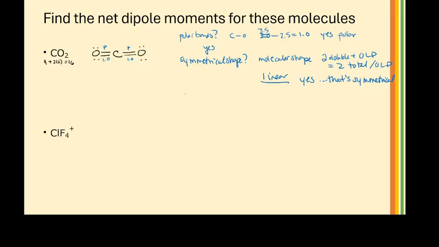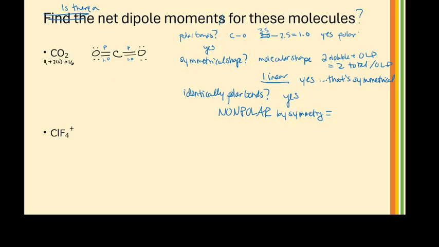So the next question would be, do I have identically polar bonds? Here I look and I say, oh, look, there's only two bonds and both of them are 1.0 delta EN. They are identically polar, yes. So in this case, I'm going to have nonpolar by symmetry. The question asked, is there a net dipole moment for these molecules? No net dipole.